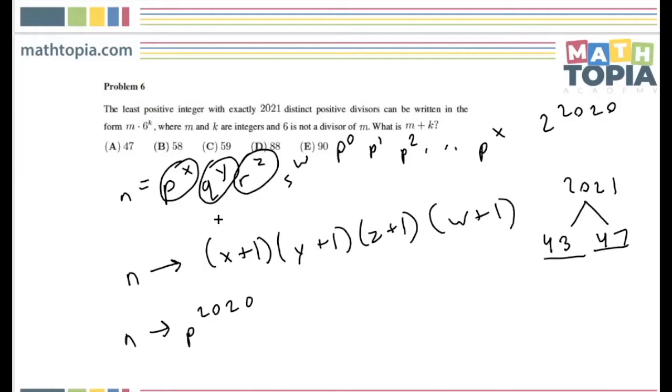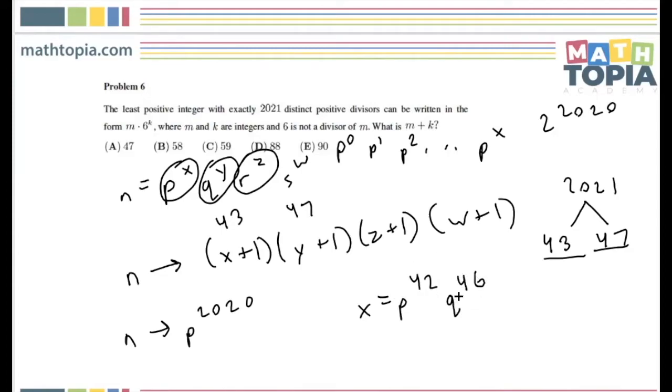So the most number of prime exponents that can be had is just 2, right? 1 to make 43, 1 to make 47. So in this case, n would be p to the power of 43 times q to the power of 47. Or no, it would be x would be p to the 42 times q to the power of 46, right?